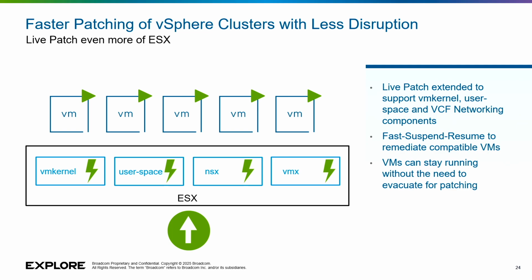Live patching uses the fast suspend resume technology to remediate compatible VMs such that the VMs can stay running without the need to evacuate during patching. So this capability was introduced in a previous version, and in 9.0, we are extending that to support additional object types such as VM kernel, user space, and as mentioned, VCF networking components.